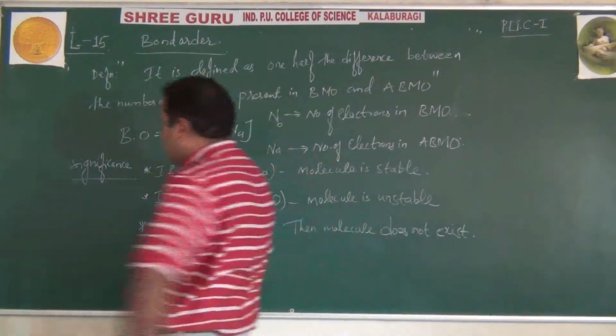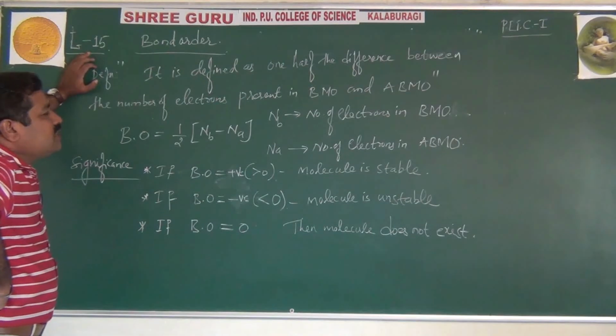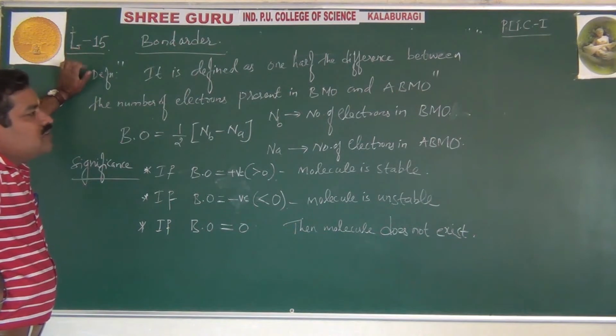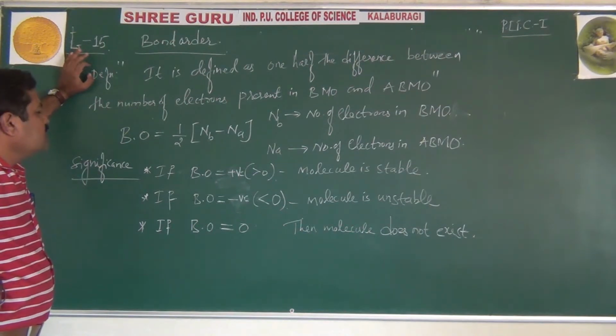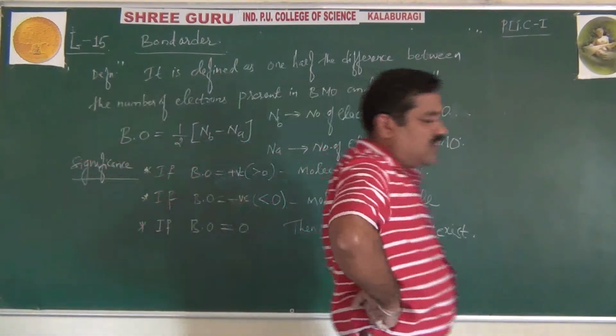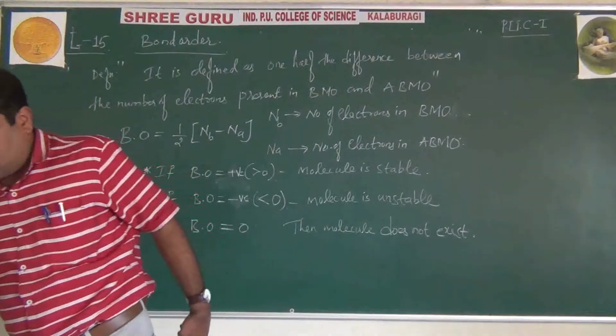This is the significance of bond order. If they ask you bond order according to molecular orbital theory, it is defined as half the difference between the number of electrons present in the bonding molecular orbitals and anti-bonding molecular orbitals. Nb is the number of electrons in BMO, Na is the number of electrons in ABMO. Okay, that is the formula. I will show you afterwards. This is all about bond order.